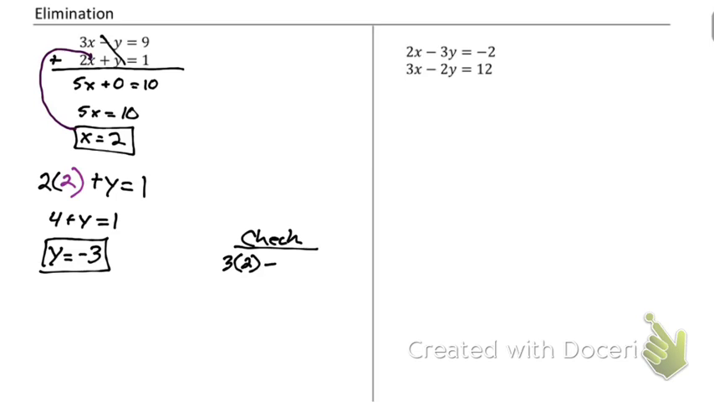minus my y value. My y value was a negative 3. It should equal 9. Well, if I do the math, it'd be 6 plus 3 equals 9. So we have 9 equals 9. That works out. And then I'll do the same thing for the other one.